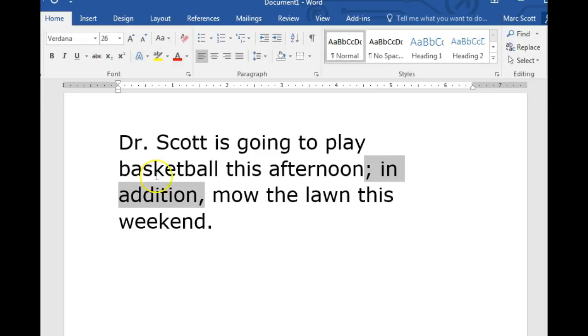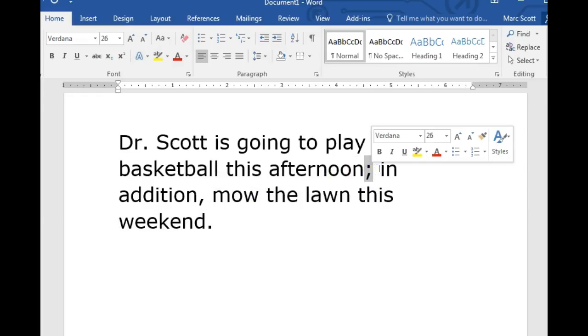That's a sentence. If you were to walk up to somebody and just say, mow the lawn this weekend, like, what on earth are you talking? Who are you talking about? There's no person that's doing that action in here. So this is not a full sentence here. So the semicolon isn't used. You only use the semicolon when you're combining sentences, when you have sentences on both sides of that semicolon.